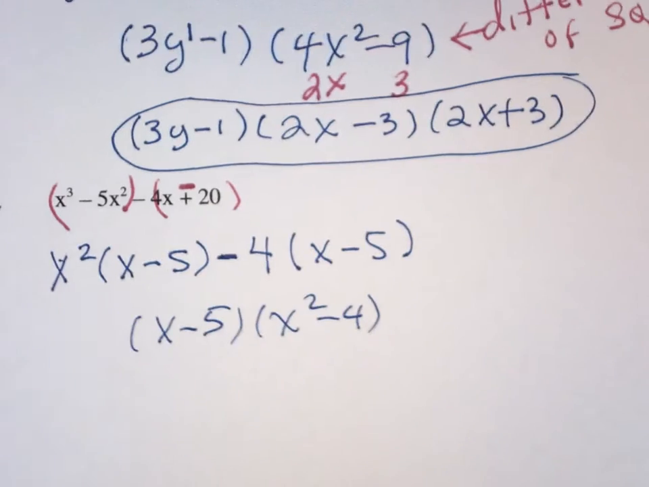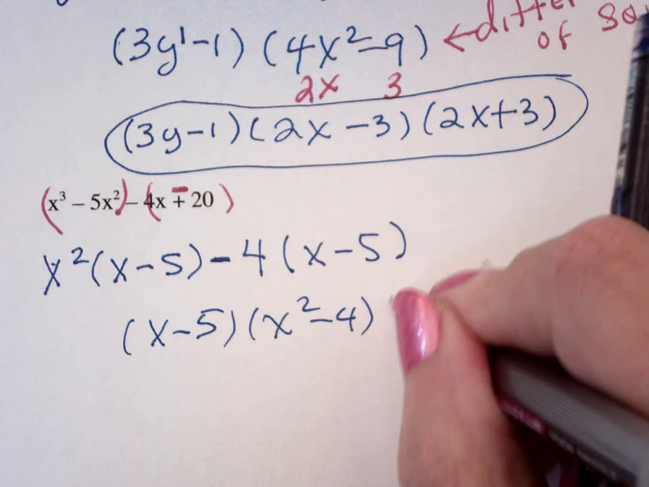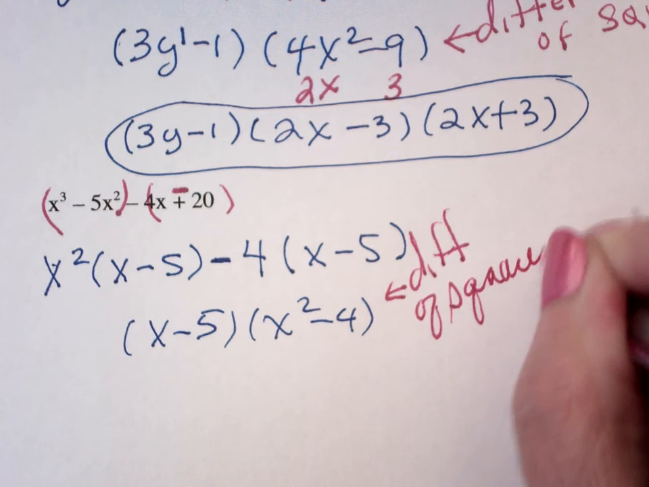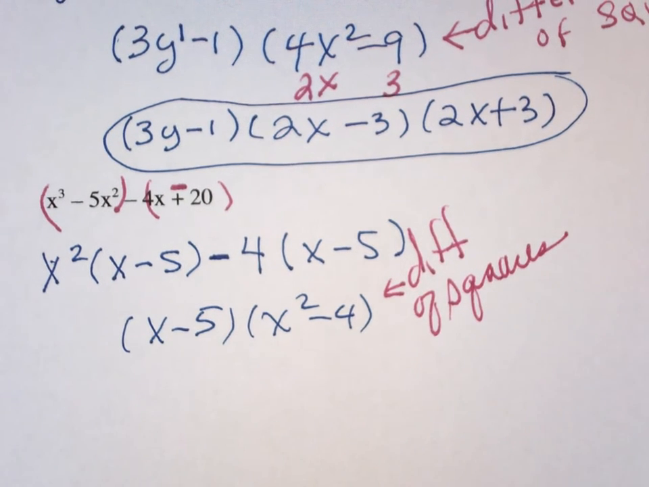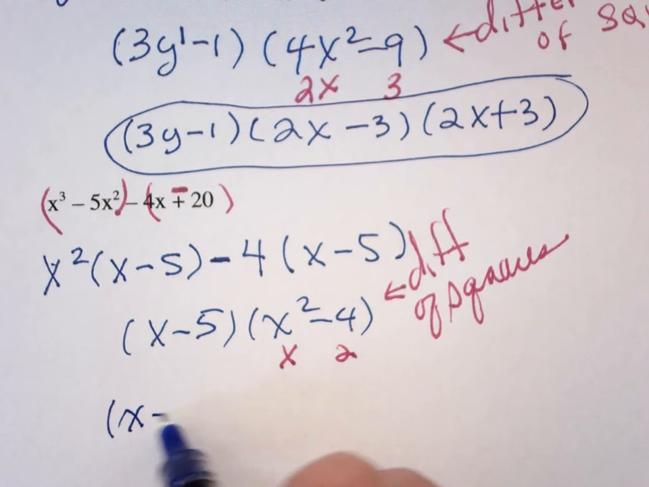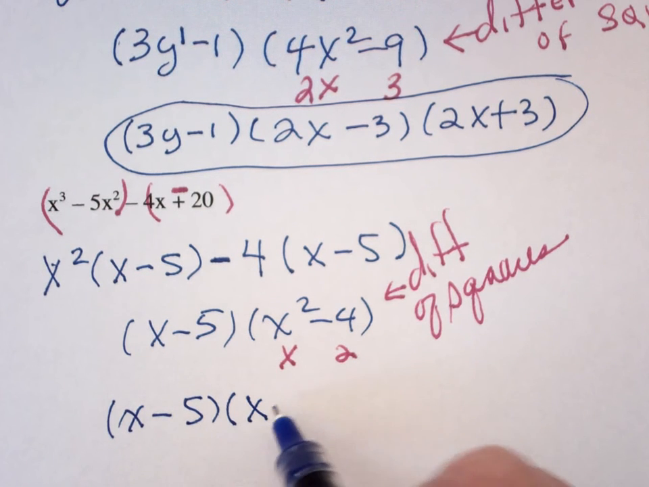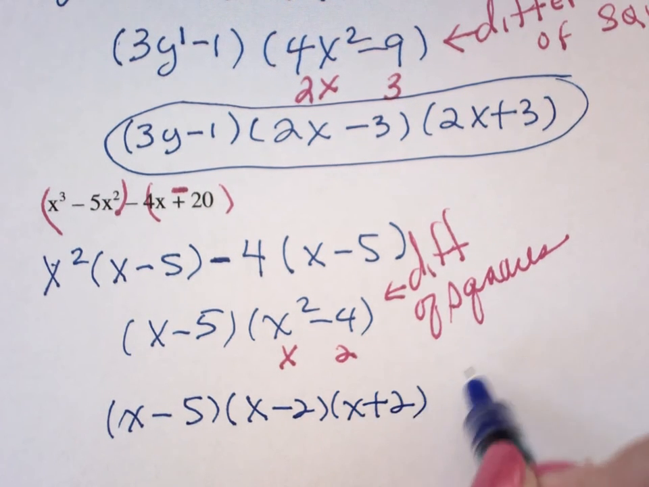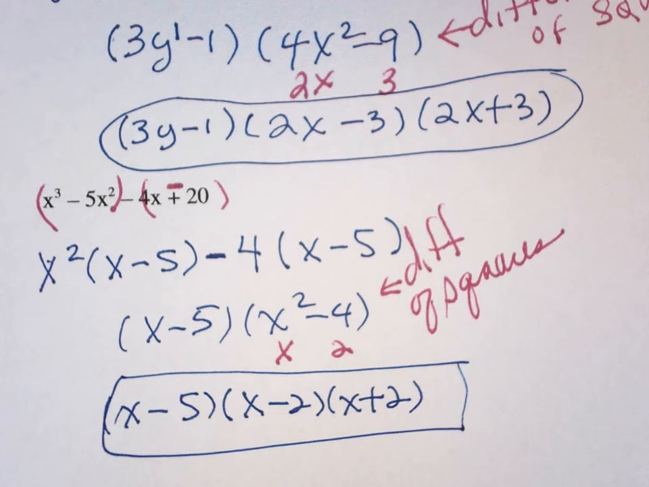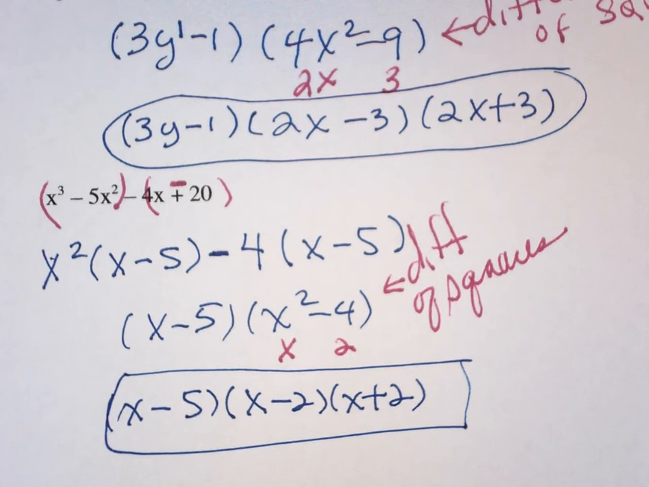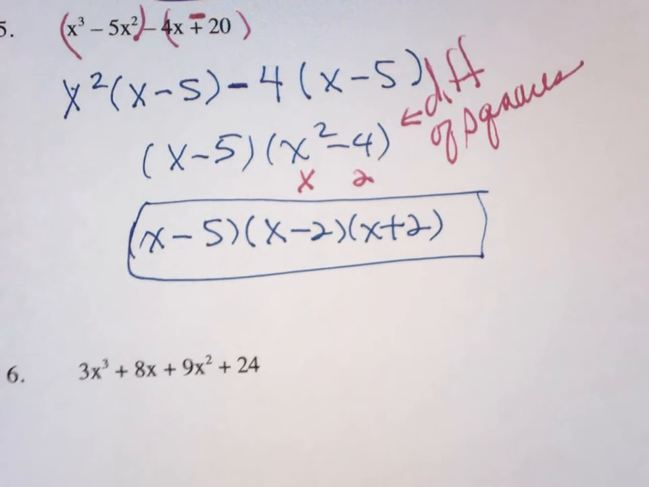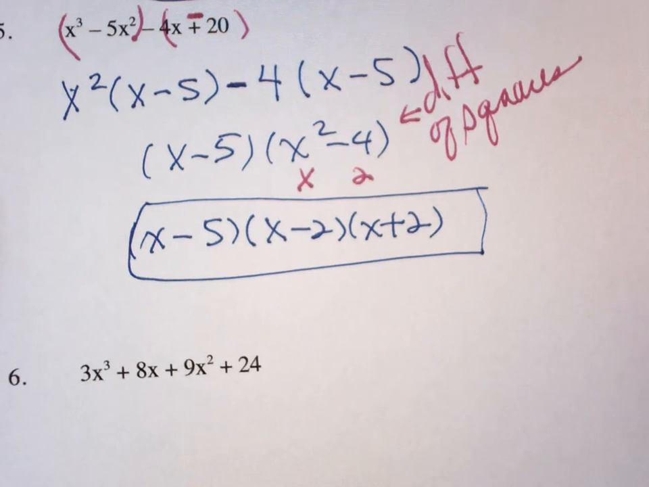And then I notice what? This is also the difference of squares. So this is an x and a 2. So this is x minus 5 times x minus 2, x plus 2. And this guy is grouping.